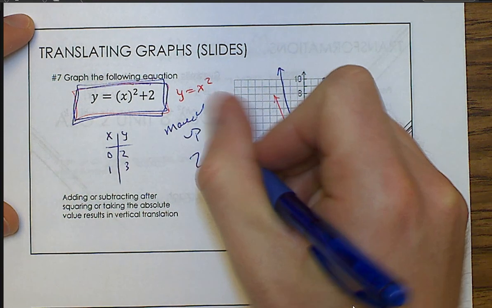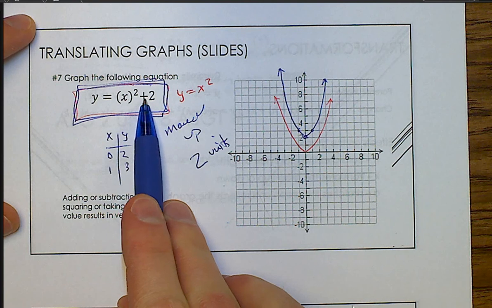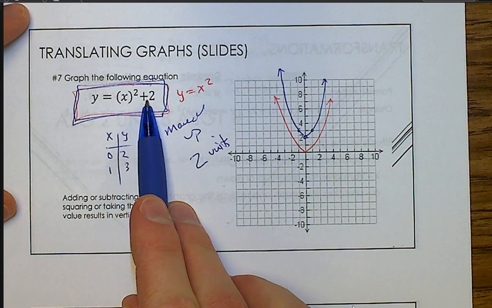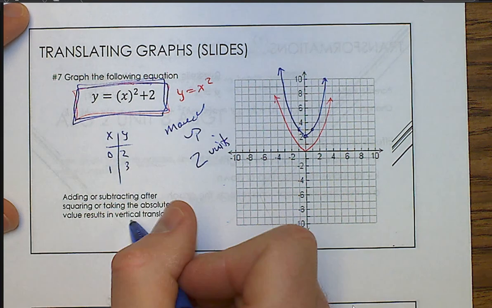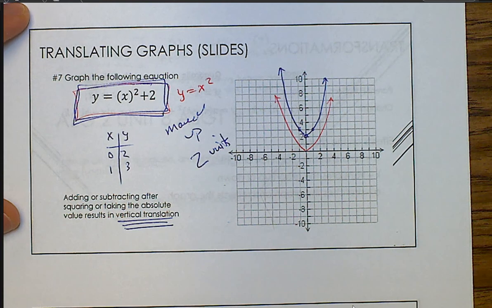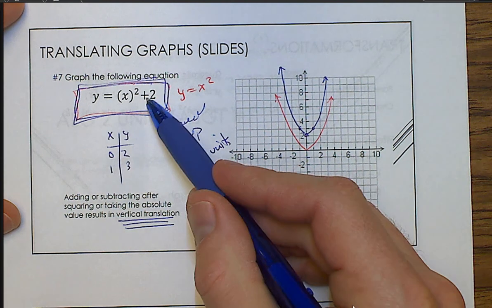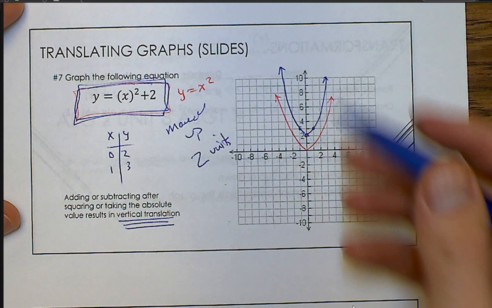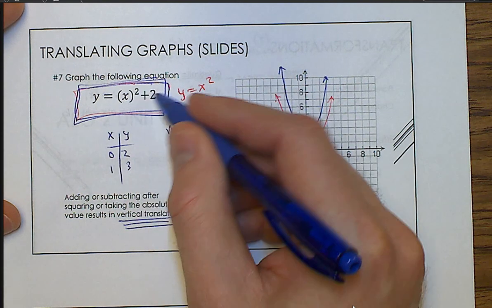Okay, and so anytime you have a k value, which is the number outside of the parentheses or absolute value bars, there is a vertical movement either up or down, and it's true to the sign. So if you have plus 2, you're moving up. If this is x squared minus 5, you'd move it down 5.